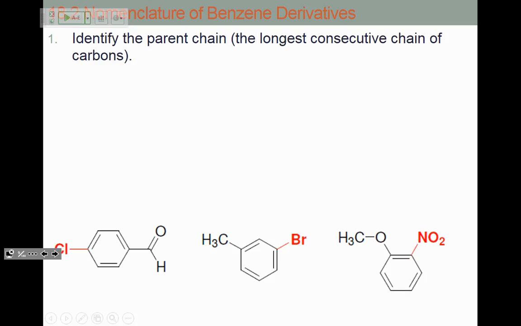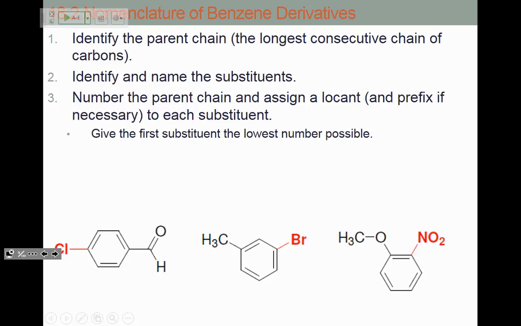So you're identifying your parent chain just like always. In most cases, it'll be the benzene or the benzene-containing derivative. Identifying and naming your substituents and assigning locants, and that can be the number, or it could be ortho, meta, para. Those are both acceptable. But again, ortho, meta, and para is only acceptable when you have a benzene ring.